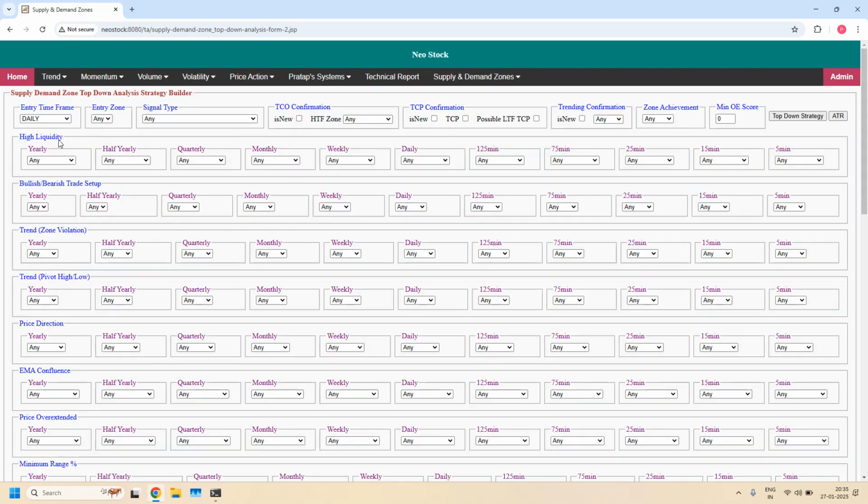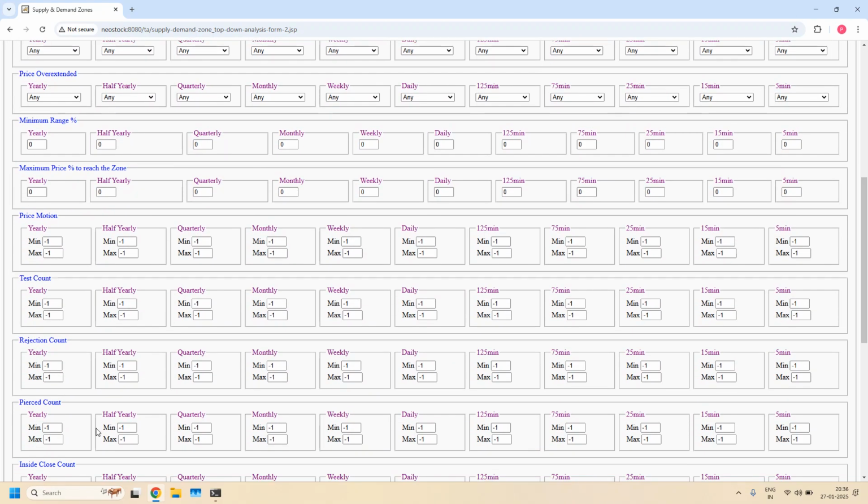Next, bullish trade setup for weekly income trade. Weekly income trade, entry time frame 75 minutes, entry zone, demand zone, bullish or bearish trade setup. At 75 minutes time frame, I am selecting bullish. And the 75 minutes demand zone should not be pierced. So in the pierced count at 75 minutes time frame, minimum value 0, maximum value 0. That means the 75 minutes demand zone is not pierced.